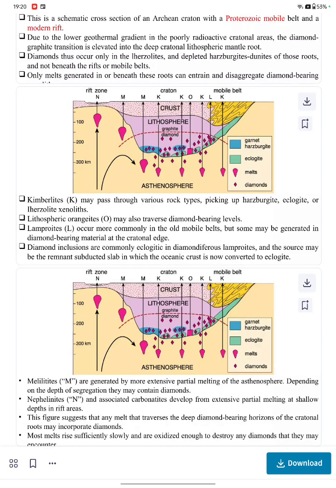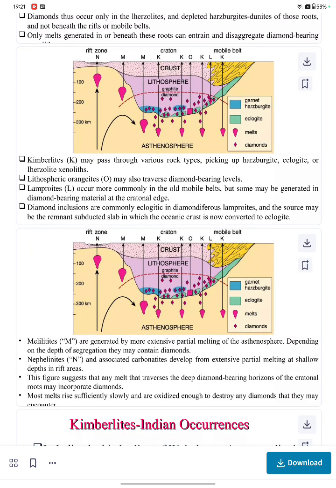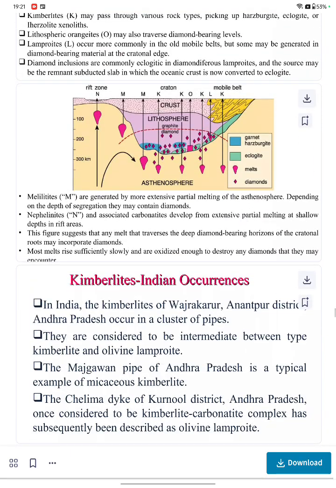So kimberlite may pass through various rock types, picking up harzburgite, eclogite, and lherzolite xenoliths. Lithospheric orangeites may also travel through diamond-bearing levels. Lamproites may occur commonly in old mobile belts, and some may be generated in diamond-bearing materials. Diamond inclusions are commonly eclogitic in diamondiferous lamproites, and the source may be a remnant subducted slab within the oceanic crust. Now, they have basically told us about this all.